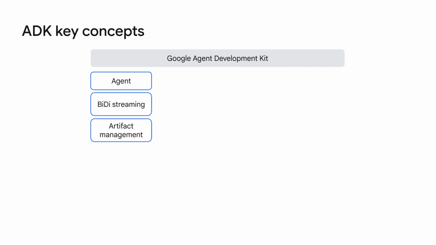Artifact management allows agents to save, load, and manage versioned artifacts, files, or binary data, like images, documents, or generated reports, associated with a session or user during their execution.